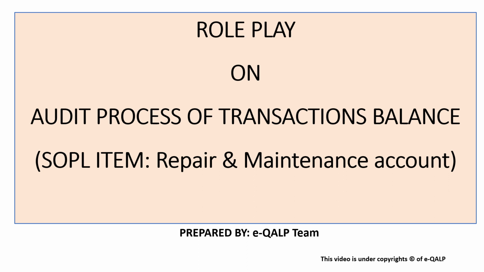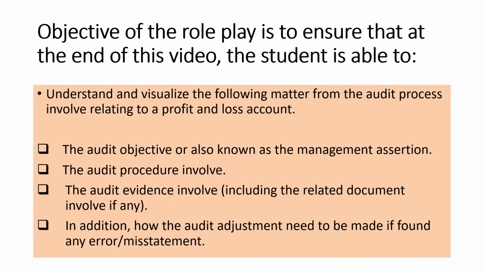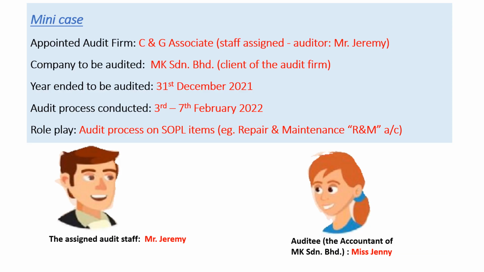The e-QALP team had prepared this video to demonstrate the audit process of transaction balance, focusing on the repair and maintenance account. The role play in this video is designed to achieve four objectives. It is to enable the student to understand and visualize, firstly, the audit objective, secondly, the audit procedure, thirdly, the audit evidence, and lastly, if there is any error or misstatement taking place, how the audit adjustment needs to be made.